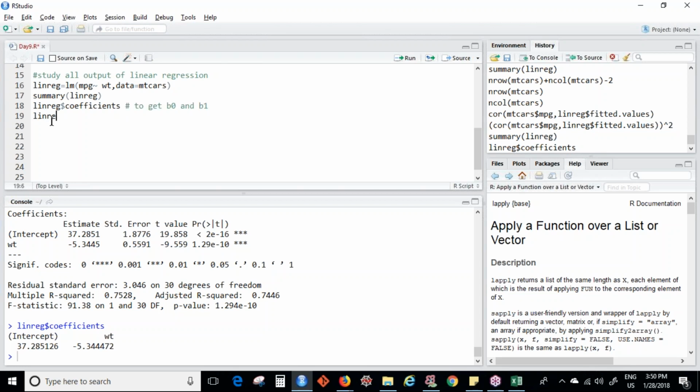Now what is the other option? I will write linreg dollar. The other option is residuals. So what do you think this is, guys? Yes, guys, what do you think this is? This is the error. So how many errors will you get here? How many values of error will you get? One? No, if you add them you will get 0, right? If you add all of that you will get one error which will be 0. But these are individual errors for all the rows, for all the points. So how many errors should be there?